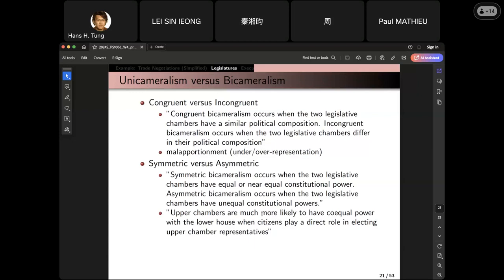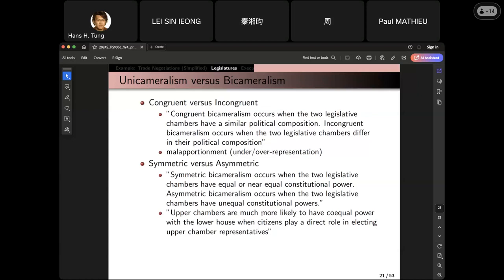So this is something worth explaining as well. And then the second dimension is whether they are symmetric or asymmetric, which is probably easier to understand. Symmetric bicameralism occurs when the two legislative chambers have equal or near equal constitutional power. Asymmetric bicameralism occurs when the two legislative chambers have unequal constitutional powers. All right. In many cases, upper chambers are much more likely to have co-equal power with the lower house when citizens play a direct role in electing upper chamber representatives. But this is rare, right?